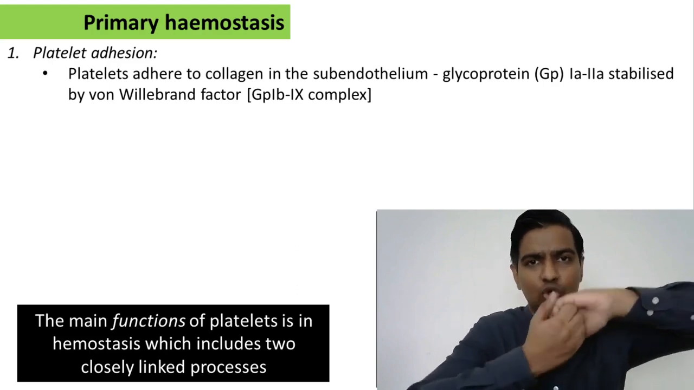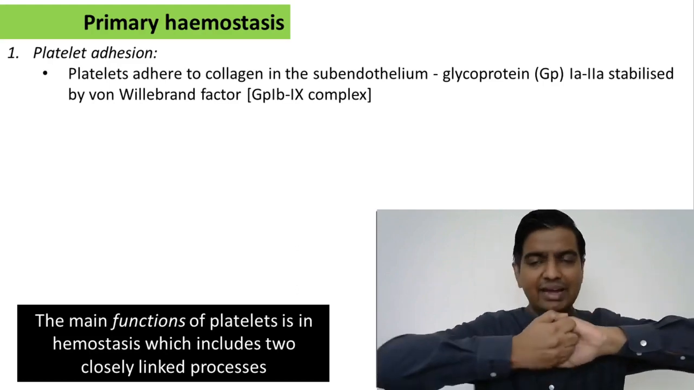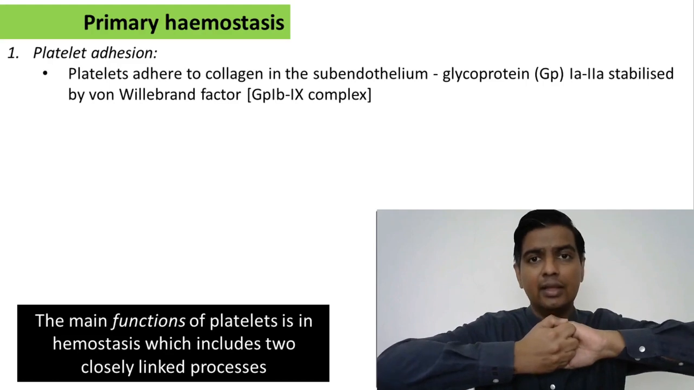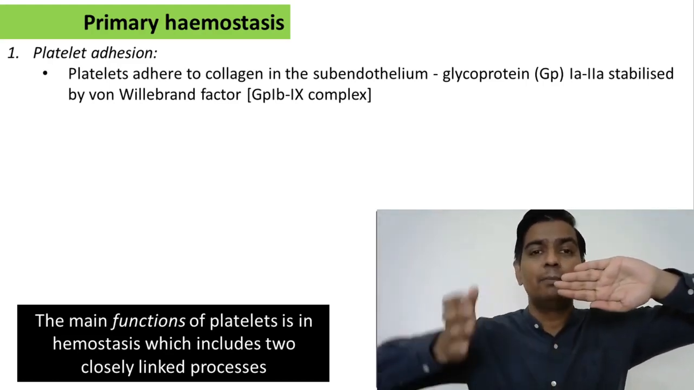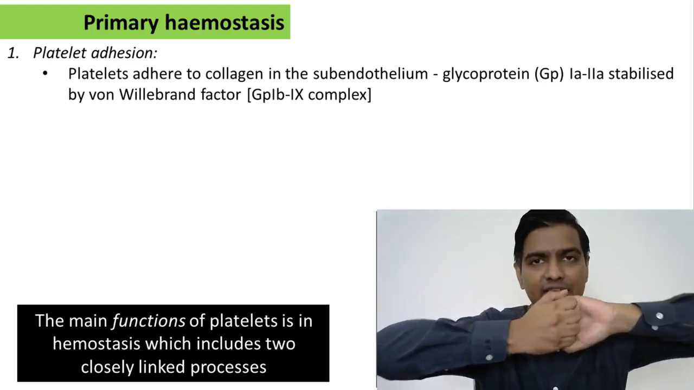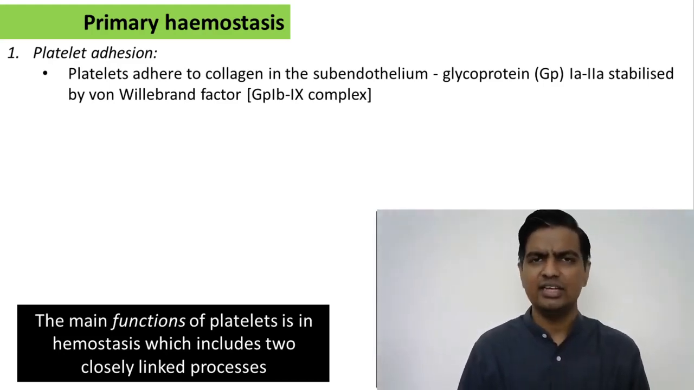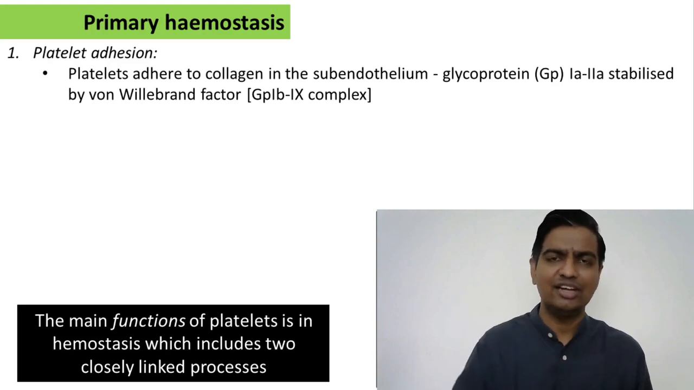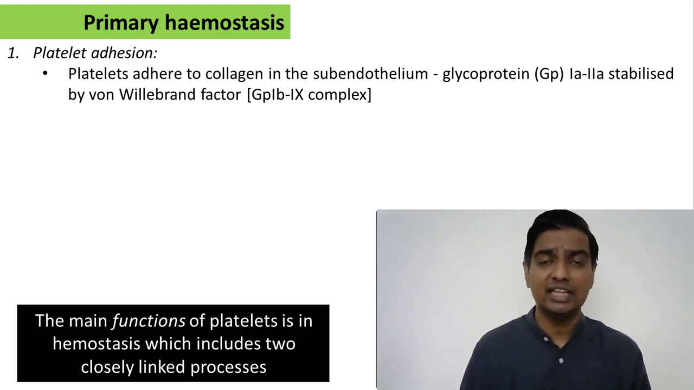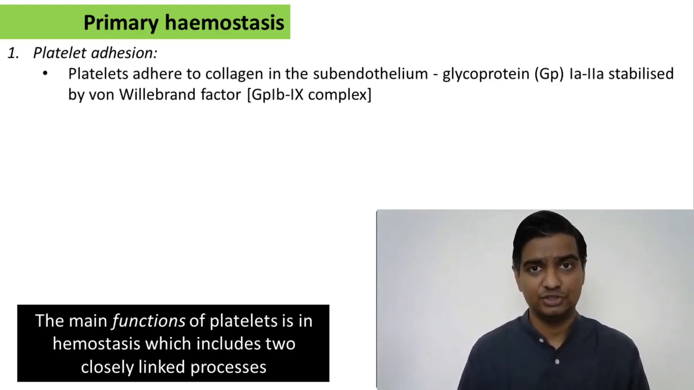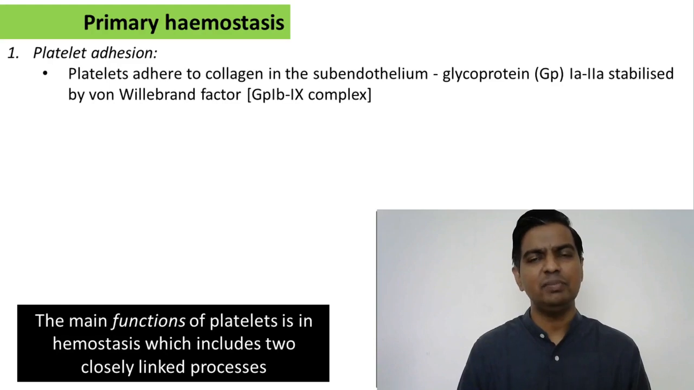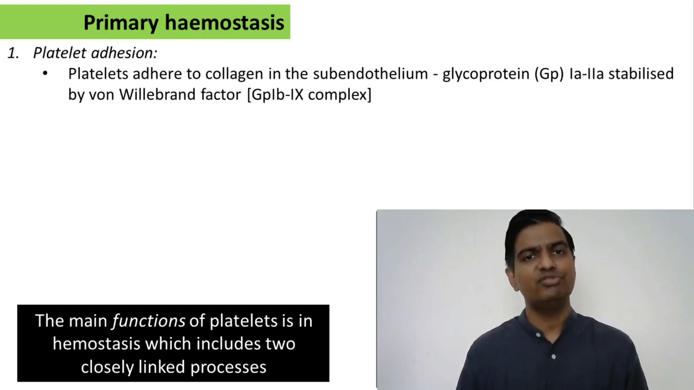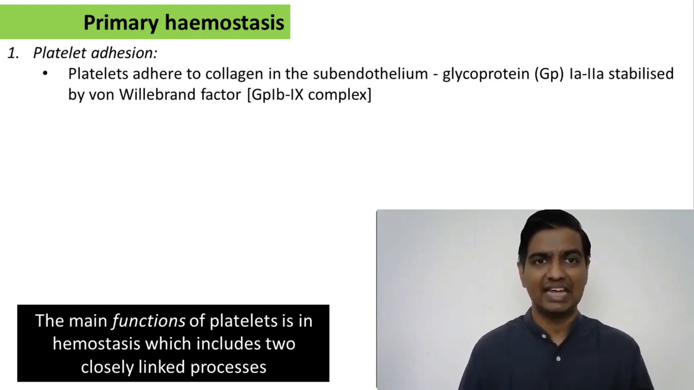GP1b-IX of the platelet binds to von Willebrand's factor. GP Ia/IIa binds to collagen, but this binding is not fixed, and hence GP1b-IX of the platelet binds to von Willebrand's factor. Now, von Willebrand's factor is present near the site of injury. It is made by the injured endothelial cells. So the platelet has now stuck to collagen with GP Ia/IIa and stuck to von Willebrand's factor with GP1b-IX.